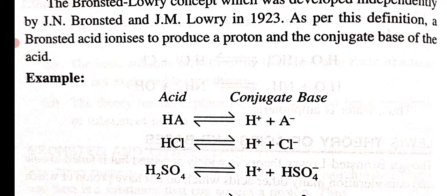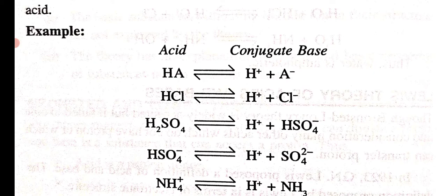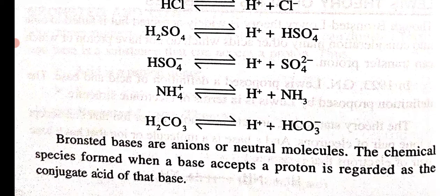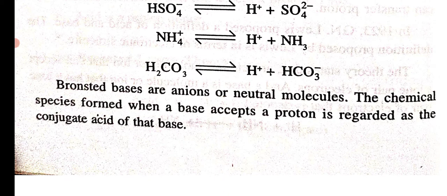HA is an acid which breaks down into H+ plus A-, the conjugate base. HCl breaks into H+ and Cl- ion, which is a conjugate base. Bronsted bases are anions or neutral molecules. The chemical species formed when a base accepts a proton is regarded as the conjugate acid of that base.